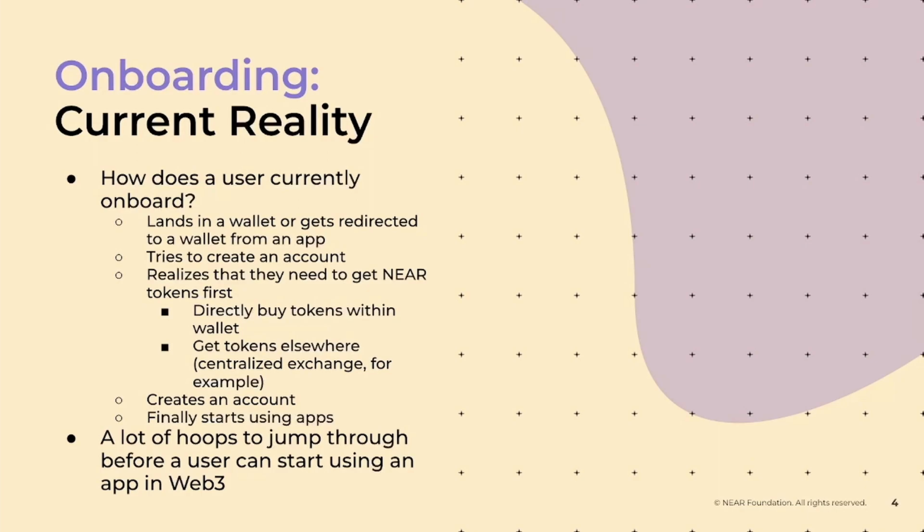Some wallets support in-app purchase through credit cards and things like that, but others don't. And in those cases, people usually get tokens from centralized exchanges or a friend who is willing to support them. And after they go through that step, they can finally create an account. And after that, they can finally go back to the app that they want to try in the first place and start using it.